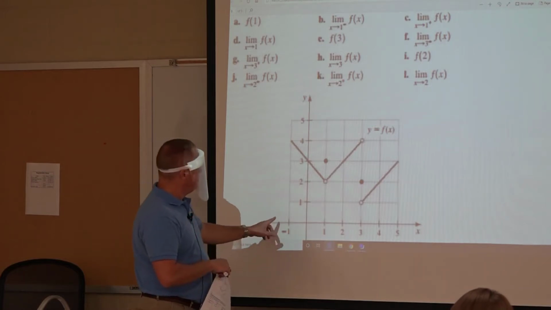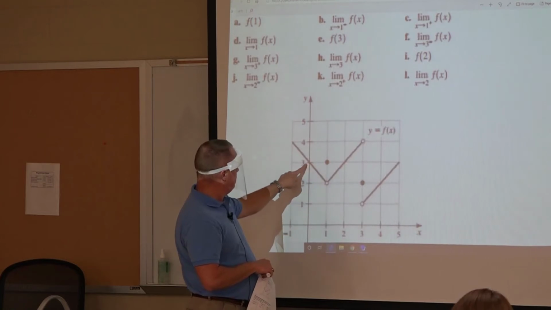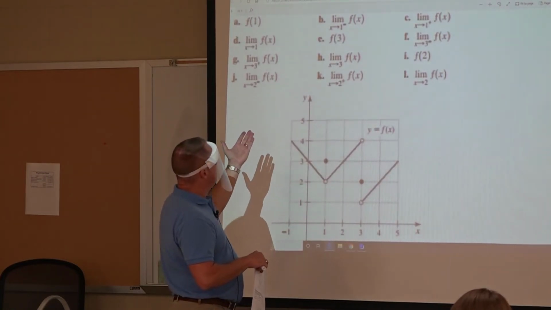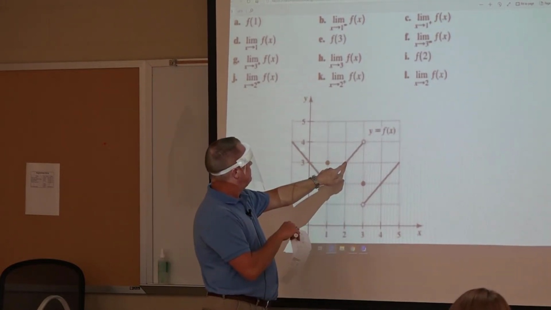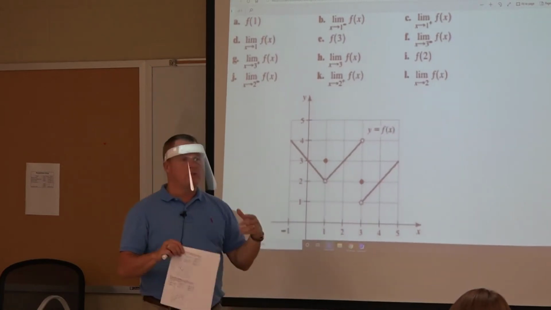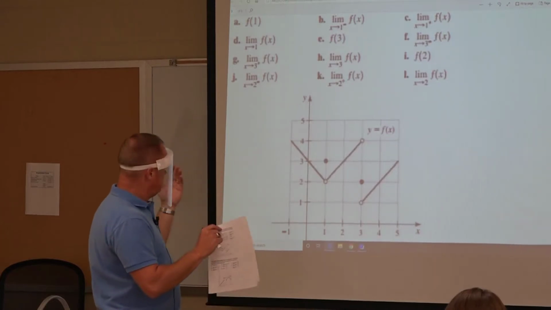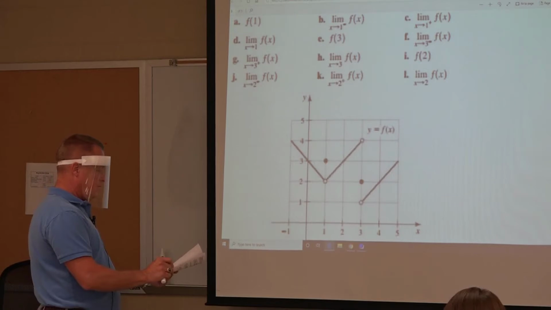F at 2, well, that's right there. That's definitely 3. The limit as it approaches 2 from the left is 3. From the right is 3. So the limit as x approaches 2 is 3. So what you'll see is that if it's defined and it's a continuous function, it's just always that value, if you can plug it in. Any questions about that?